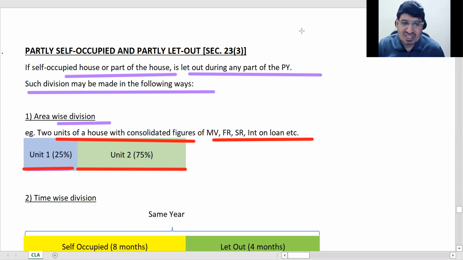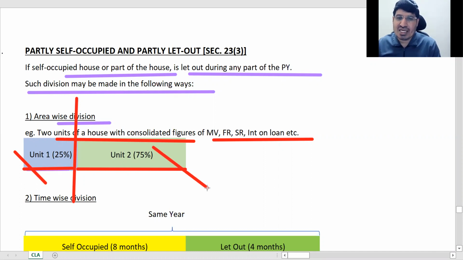How to deal with it? We'll see. This is very straightforward. Take these 2 houses as 2 independent, different houses. If this part is self-occupied, take it as self-occupied. If this part is let out, take it as let out. As you do for 2 separate houses, H1 and H2, you will have to do like that only.